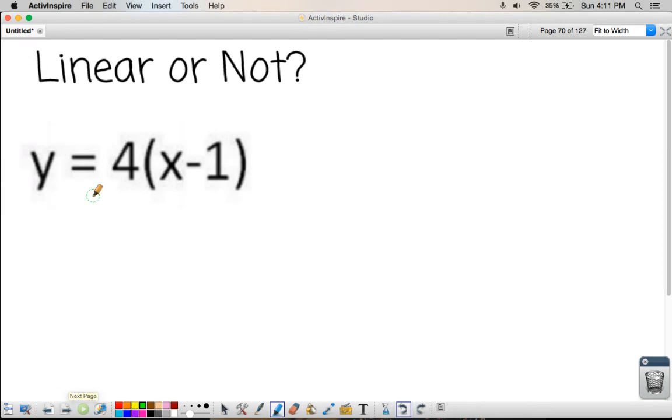For this one, if you use your distributive property, you have 4 times x and 4 times -1. You would have 4x minus 4. There's no exponents, nothing really special about this one, so this one is linear.